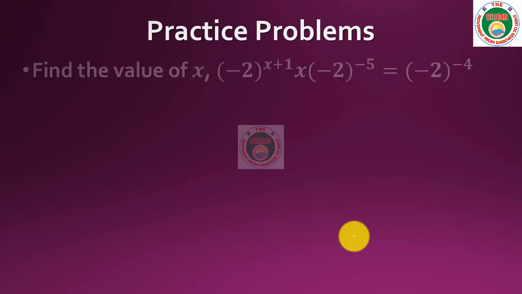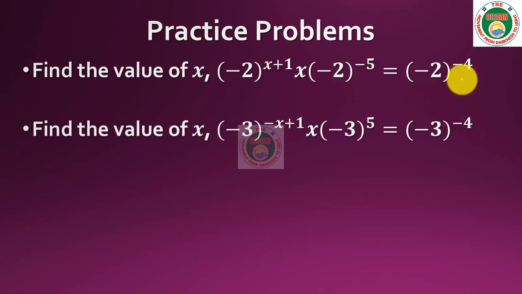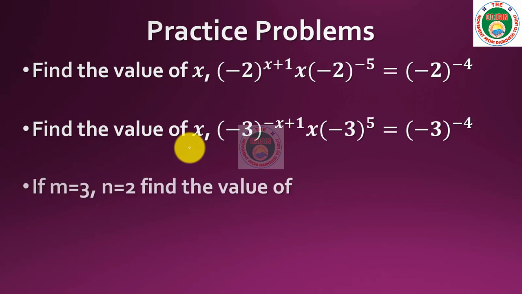Okay students, after listening to this video, practice these problems. I made a small modification here, so observe the problem carefully and do it. Find the value of x: (-2)^(x+1) × (-2)^(-5) = (-2)^(-4). Next one, find the value of x: (-3)^(-x+1) × (-3)^5 = (-3)^(-4).